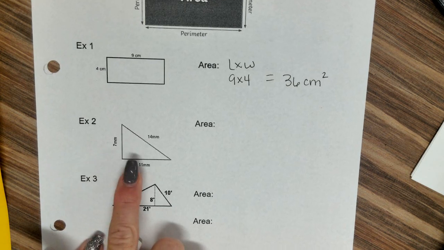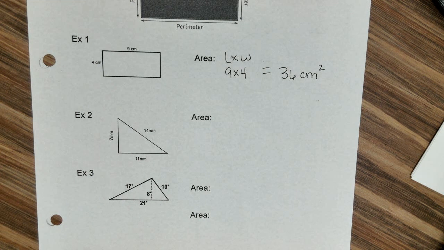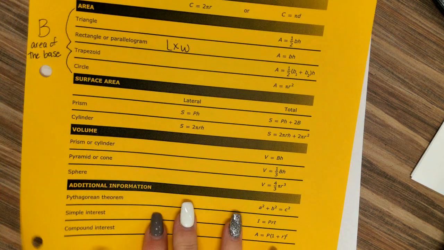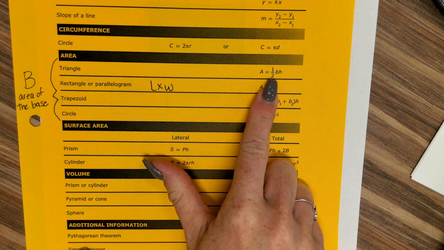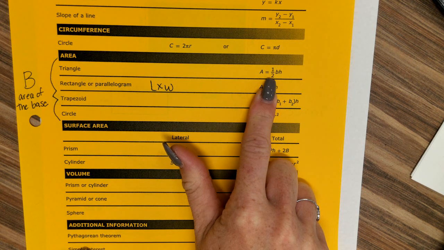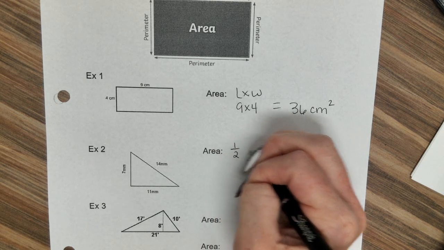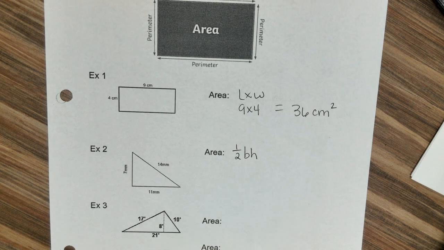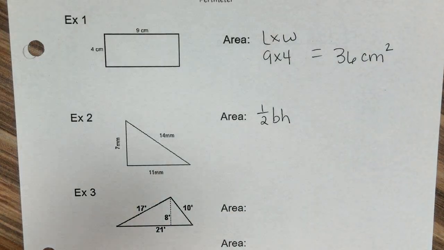All right, what kind of shape is this? This is called a triangle, so everybody go to your star chart. Find the formula for triangle. What is it? 1/2 times base times height. Write that down. 1/2 times base times height. Now, I think y'all learned the triangle one in 6th grade.